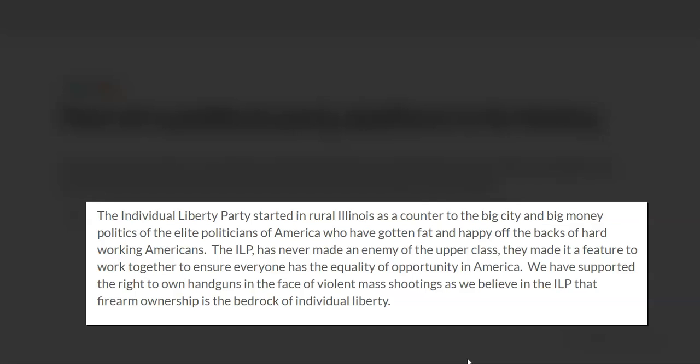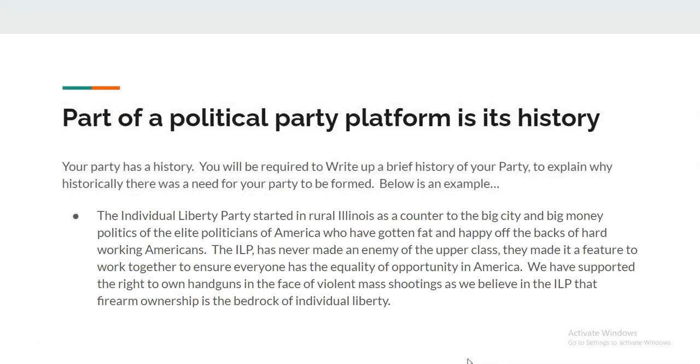and big money politics of the elite politicians of America, who have gotten fat and happy off the backs of hardworking Americans. The Individual Liberty Party has never made it an enemy of the upper class. They made it a feature to work together to ensure everyone has the equality of opportunity in America. We have supported the right to own handguns in the face of violent mass shootings, and we believe that the Individual Liberty Party, that firearm ownership is the bedrock of individual liberty.